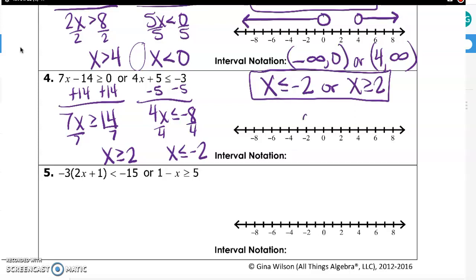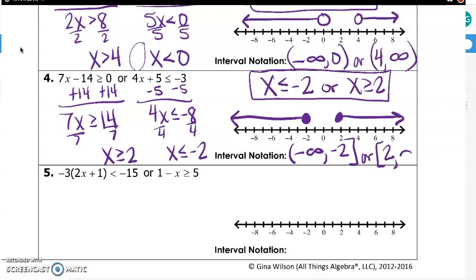So we would have a closed circle at negative 2 and go to the left. A closed circle at positive 2 and to the right. So the left-hand one, we go from negative infinity, always with a parenthesis, to negative 2. Negative 2 needs a bracket. Or positive 2 with a bracket, comma, infinity with a parenthesis.